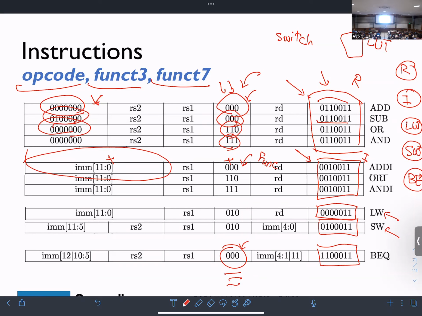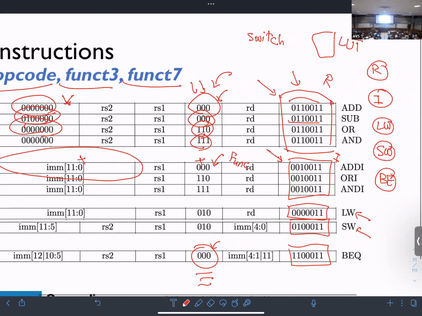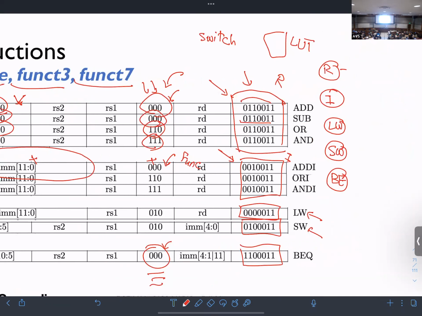Awesome. So our controller starts with this. For R-type instructions, it has to check func3 and then decide whether it's an add or sub or whatever, or in some cases, it also has to check both func3 and func7 in order to make that decision. For immediate, we only need to check func3. For load, we don't need to make any checks. And for branch, we also need to check func3.